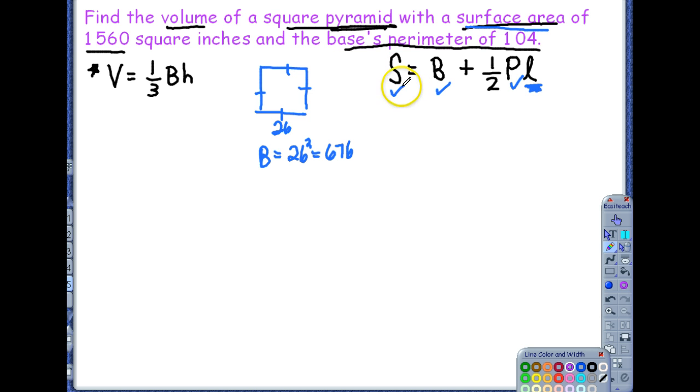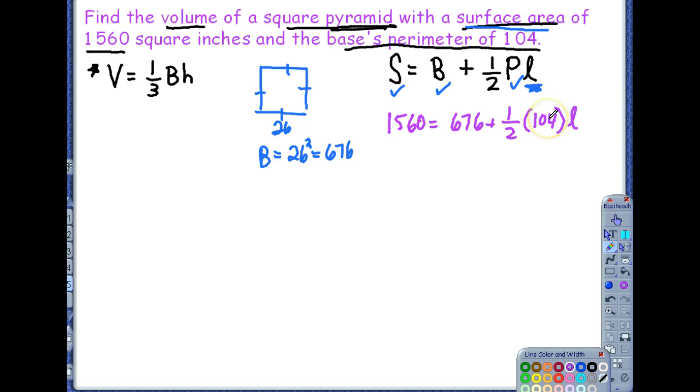So we know the surface area is 1,560, which equals our 676 plus 1/2 the perimeter, which is 104, times L. We're going to leave it as just L for slant height. So this equation really only helps us find the slant height.